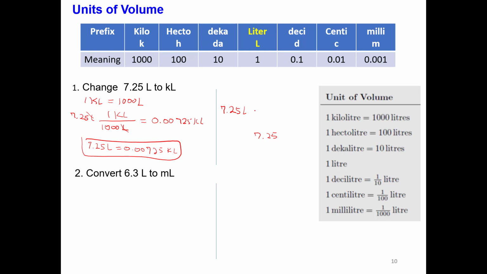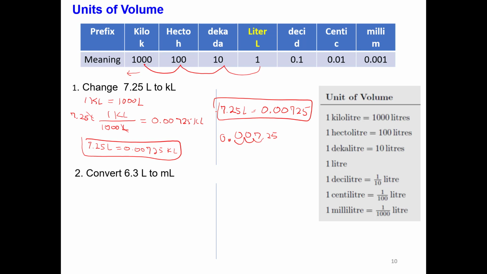7.25. And we want to convert from liters to kiloliters. When liter is here, then we need to move 1, 2, 3 places to the left. Then here we will do the same. 1, 2, 3. Here is the new decimal point. And some people like me like to write here the 0. Then here will be 0.00725. Yes, the same answer. It should be the same answer.